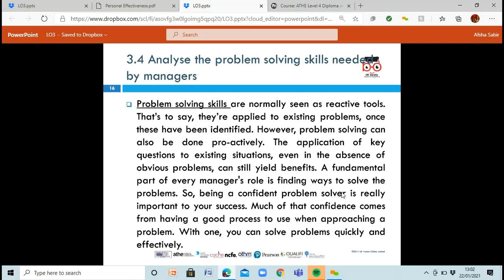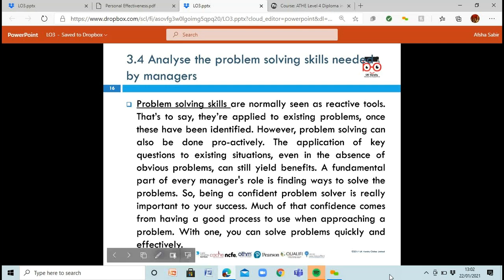And then we're going to analyze the problem-solving skills needed by managers. On here, we're going to look at the different skills that are needed. Normally, problem-solving skills are reactive. Something's happened and you're reacting to that problem. So you're applying things that you've already looked at to existing problems once they've been identified. But then that can actually help you to be proactive. If you've realized this problem is always coming up, maybe you can put something in place to reduce that issue in the first place.